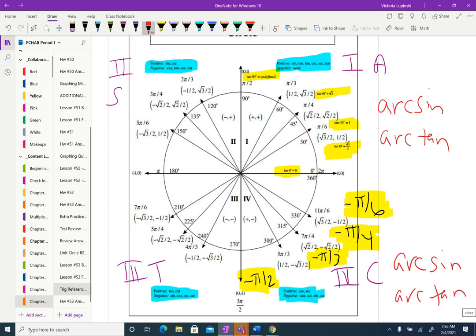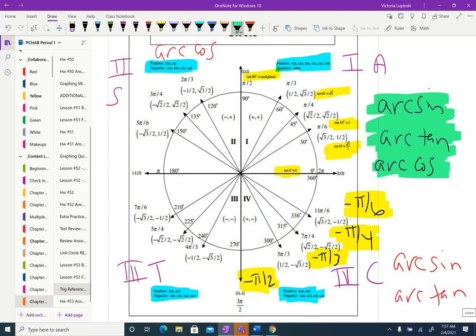And then for the arc cosine, it's going to be quadrant 1 and quadrant 2. And again, I'll point that out a little bit more in depth in just a minute. But if you're looking for arc sine, arc tan, or arc cosine, they all could have answers in the first quadrant. Sine and tangent can also have them in the fourth quadrant, where arc cosine can either have it in quadrant 1 or 2.